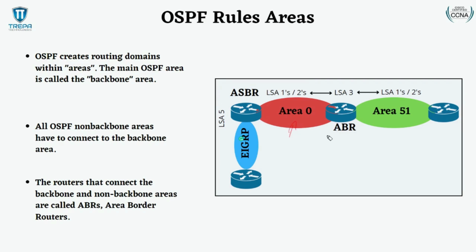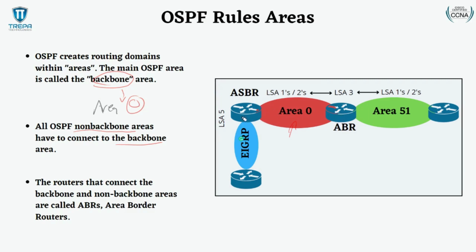So OSPF does have a main area called the backbone area. And all non-backbone areas, so pretty much any area ID that isn't 0, have to connect to the backbone area, okay? So let's break that down. Again, we have our backbone area, which is always area 0, correct?